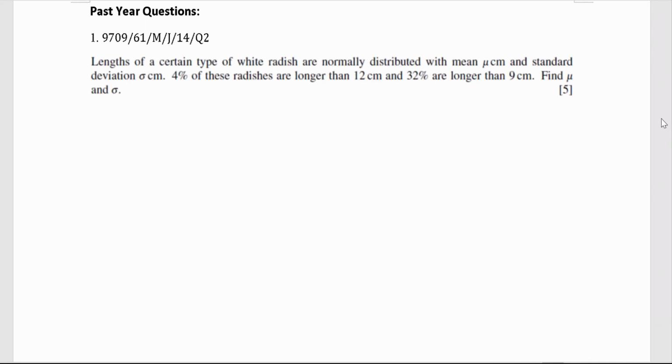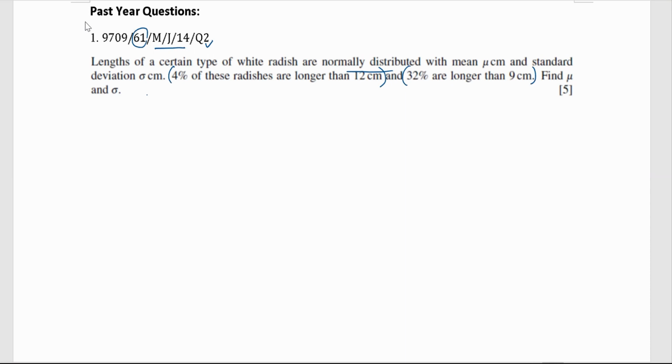Okay, so this is a question from May June 2014, variant 61, question 2. Lengths of a certain type of white radish are normally distributed with mean mu cm and standard deviation sigma cm. 4% of these radishes are longer than 12 cm. So that's one piece of information. 32% are longer than 9 cm. That's the second piece of information. Find mu and sigma.